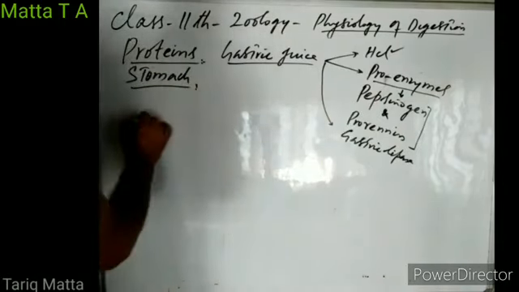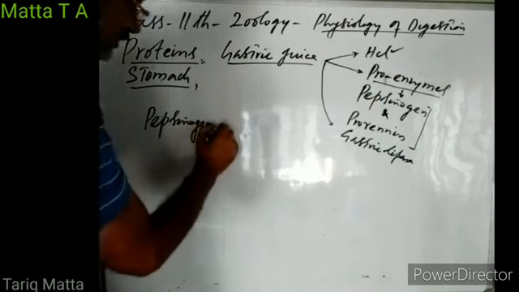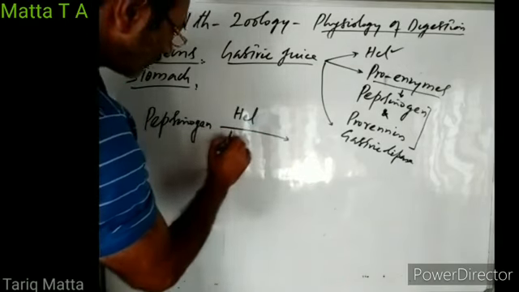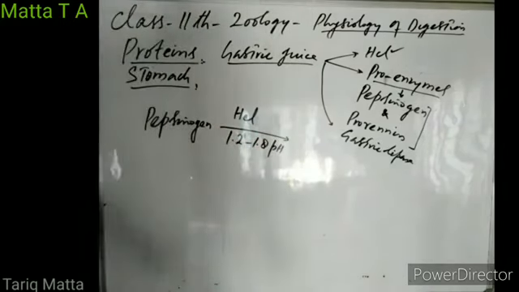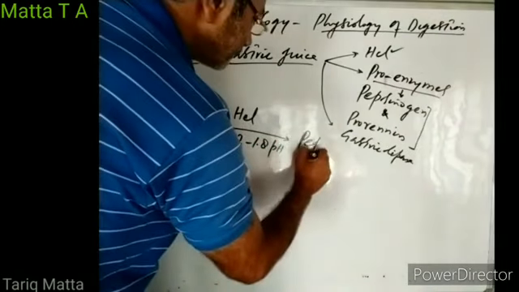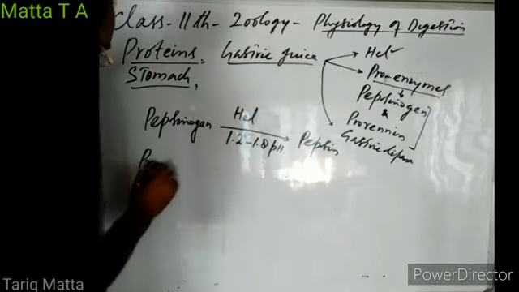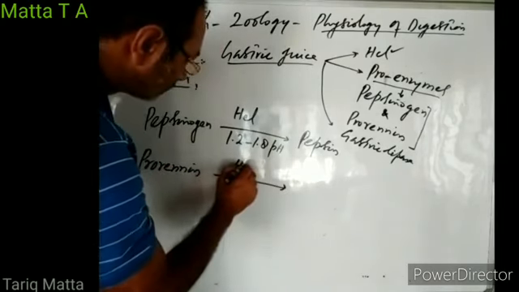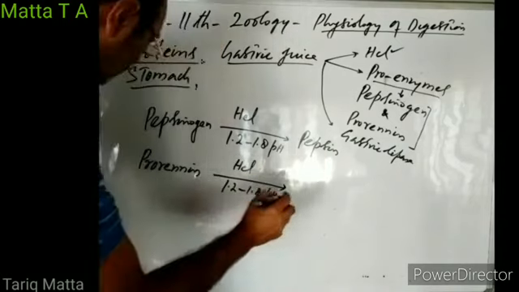So this pepsinogen is activated by HCl at a pH of 1.2 to 1.8. And this pepsinogen is converted into pepsin. Similarly, in children, prorenin is also activated by HCl at a pH of 1.2 to 1.8. And it is activated to renin.